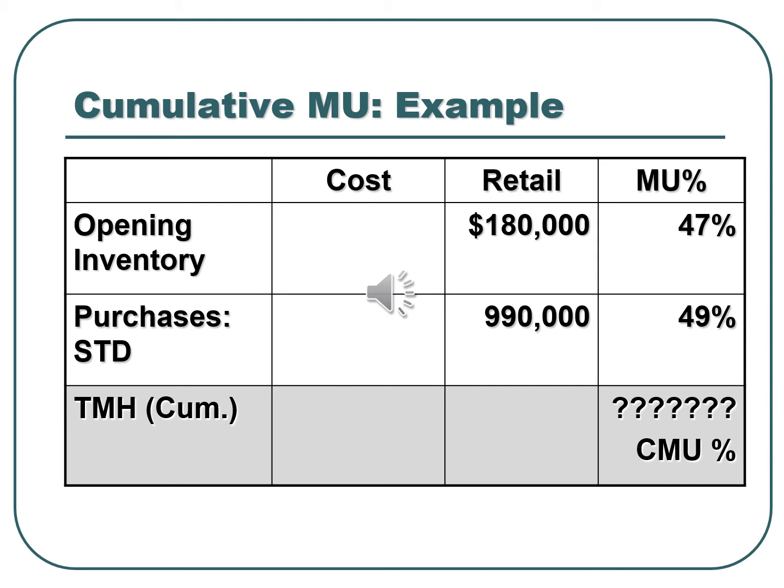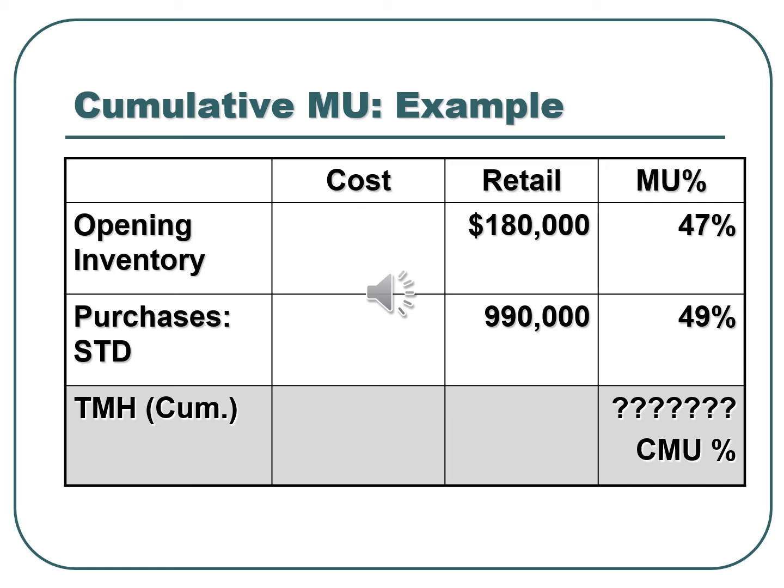Here we're looking at an example where we're looking at the total merchandise handled, which is the bottom row in this grid, and the top 2 rows are showing the opening inventory and purchases season to date. STD means season to date. So from the start of the season until now, how much purchases have been made is what that row is indicating. So total merchandise handled, TMH, or the cumulative merchandise, will be the combination of the opening inventory that we started the season with, and all the new purchases that we have made from the start of the season till now, till to date.